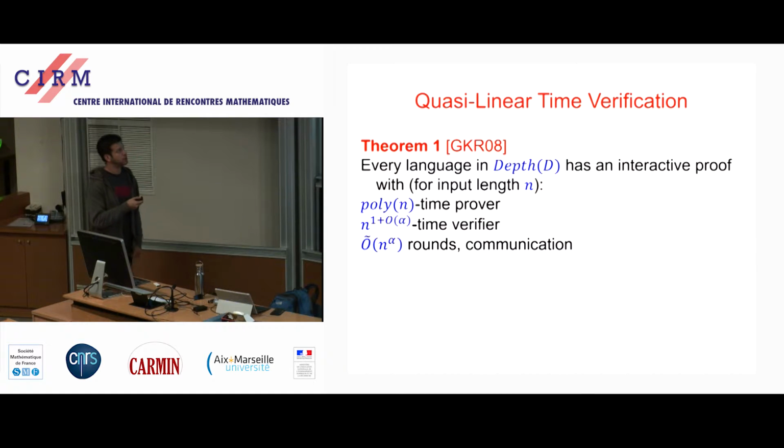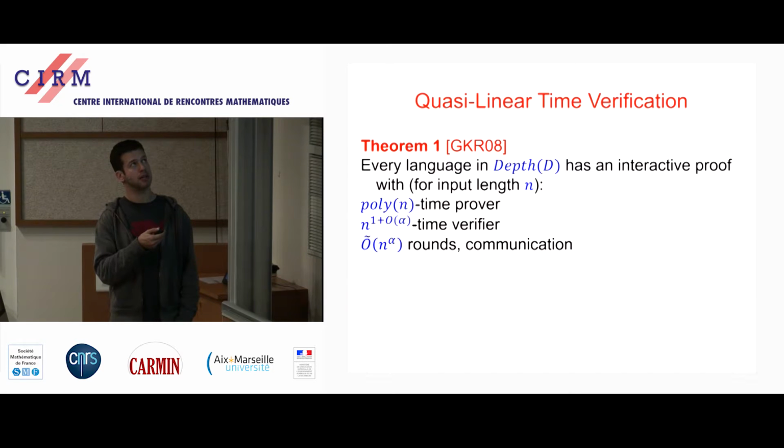So depth here, by the way, how many people are familiar with sort of Boolean circuit depth? You've seen this? Yeah. So depth is Boolean circuit depth for computing the language or the function. And every such language has an interactive proof where the prover is polynomial time as we wanted it. The verifier is almost linear time. So depending on what the depth is, if the depth is polylogarithmic, the verifier is quasi-linear. And the communication is small, the number of rounds is bounded.